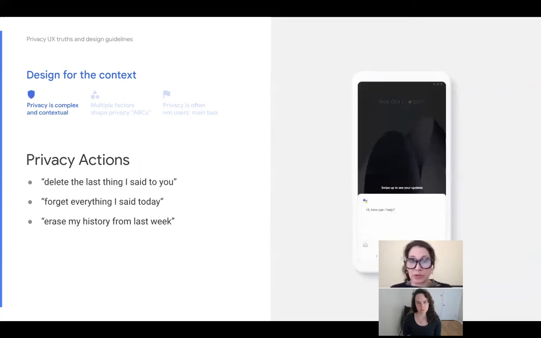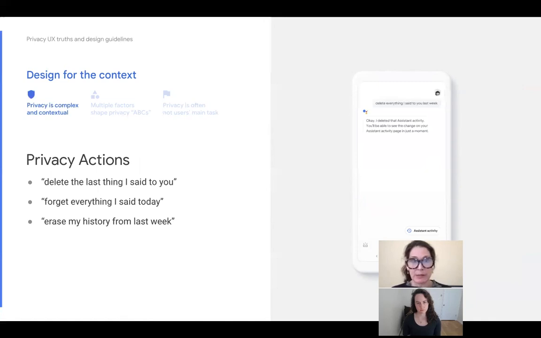Deletion hot words in Google Assistant allow users to delete data using simple commands. People can take immediate action in a way that feels natural, easy, and safe. These examples show how the same privacy action can be adapted to work in different contexts.